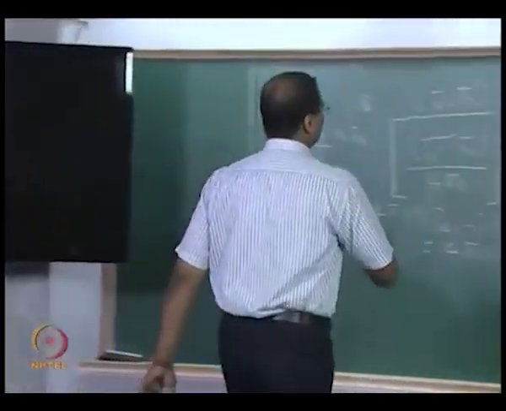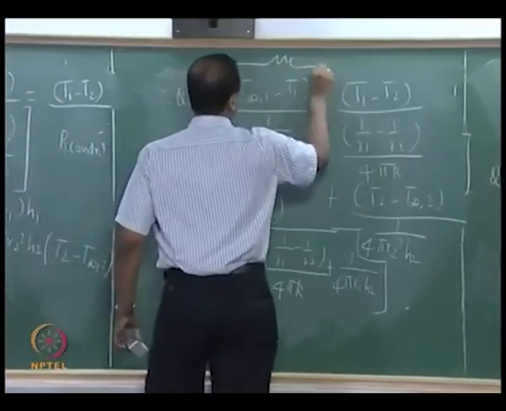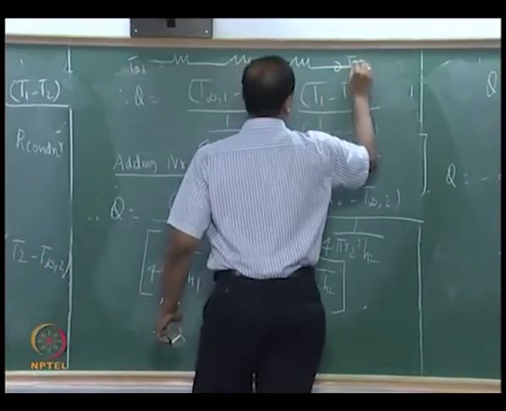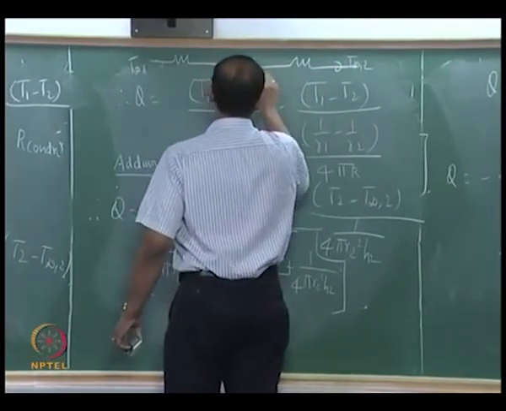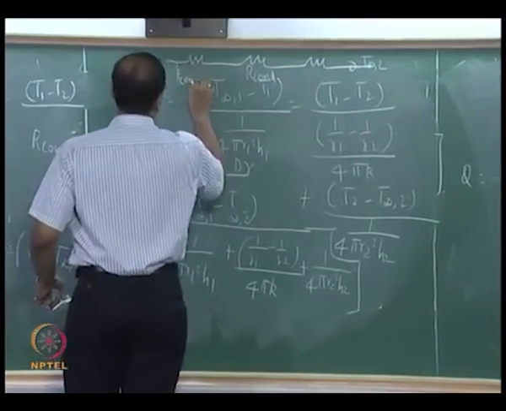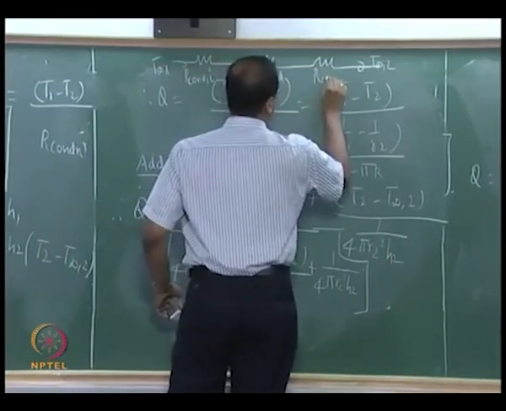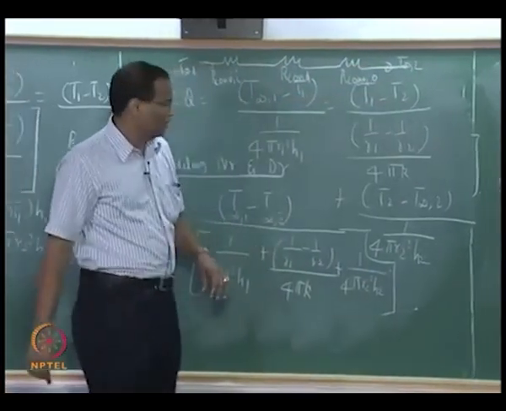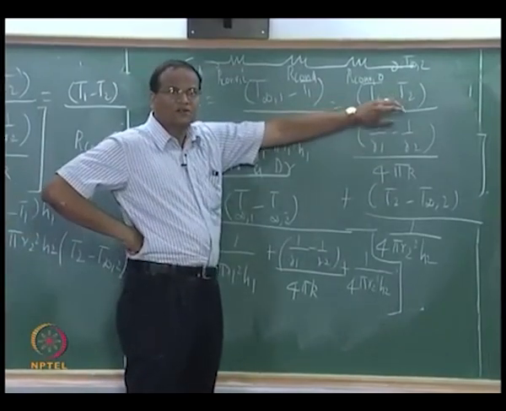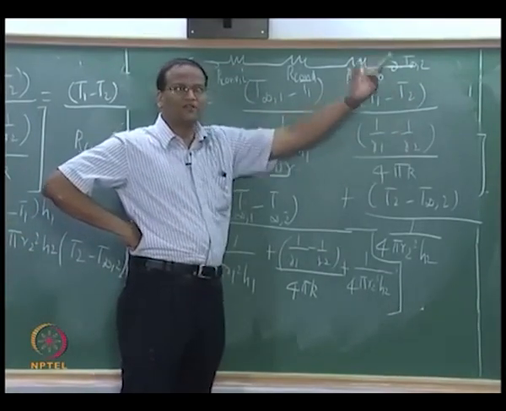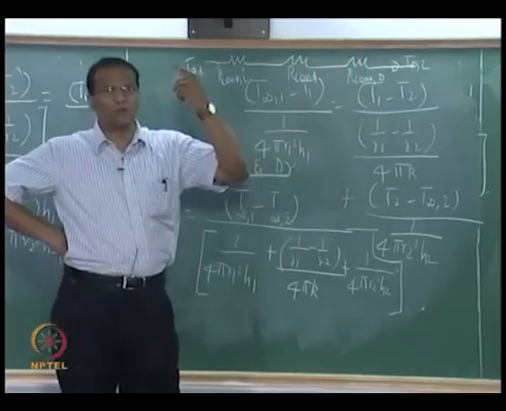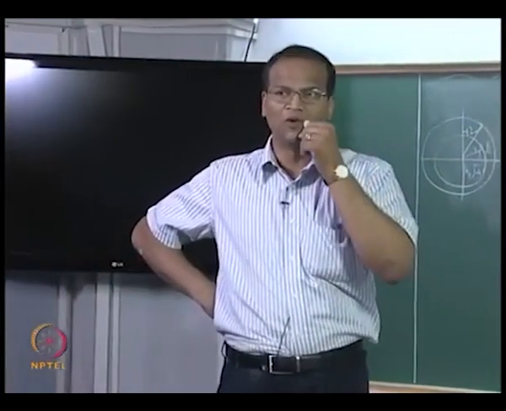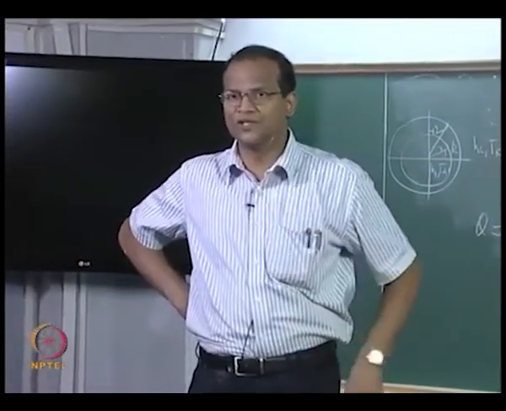You can draw this like this. T infinity 1, so R convection inside, R conduction, R convection outside. Now you can keep on adding sleeves of varying radii R2, R3, R4 with different materials K1, K2, K3. You can have a composite spherical shell which is made up of several materials and which has a convective heat transfer coefficient on the inside and also a convective heat transfer coefficient on the outside.